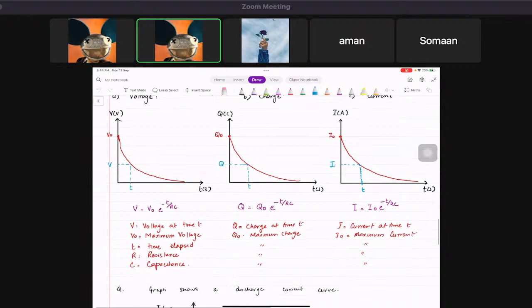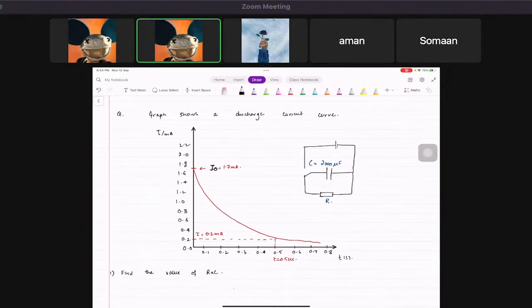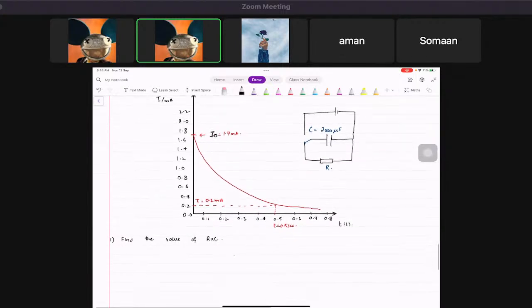Now let's look at this. So suppose this configuration is given. Now they have just given a curve. So this value that you see right here is in millivolts. So this is I naught in millivolts, and this graph shows a discharging current curve, and the configuration is discharging. The capacitance is 2000 microfarad, and you can pick any point from the graph of time and t. So I picked 0.2 milliampere. Now they say find the value of RC.